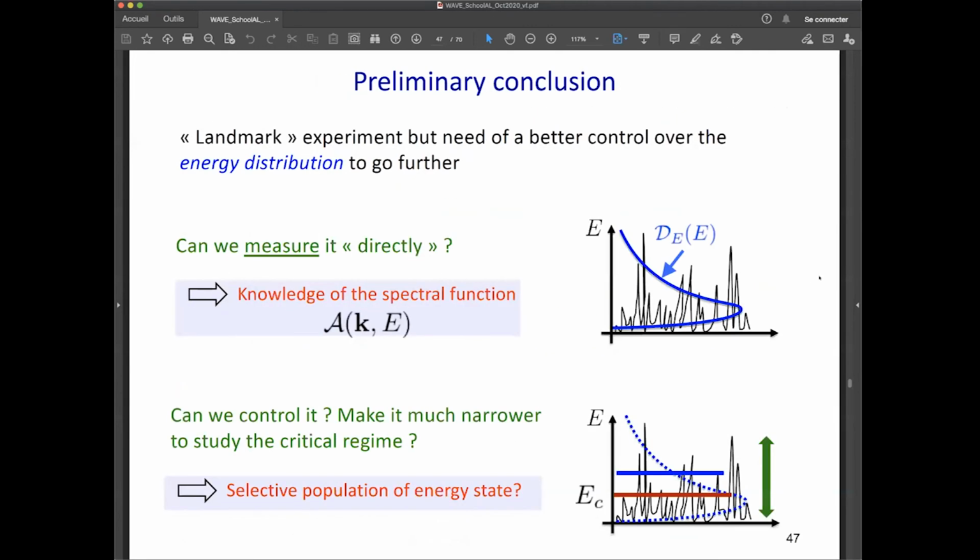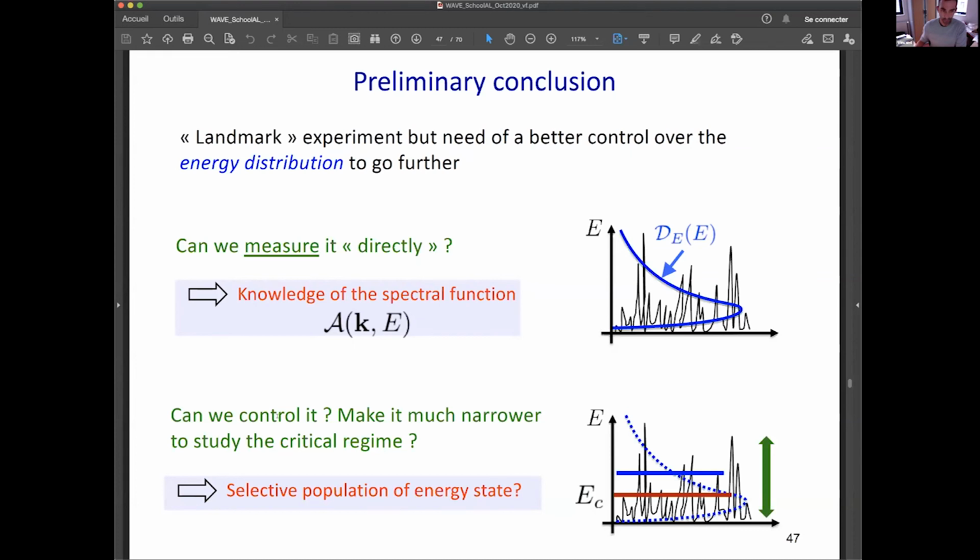So I'm almost done. This is the preliminary conclusion, but it's good also as a full conclusion: there have been landmark experiments done for the 3D Anderson localization. But if we want to do something better, then we have to have a much better control over the energy distribution. The first idea would be, can we measure this? And this is really related to how we can have a precise knowledge of the spectral function. If we want to learn more on that, I suggest you listen to the poster of Pierre.